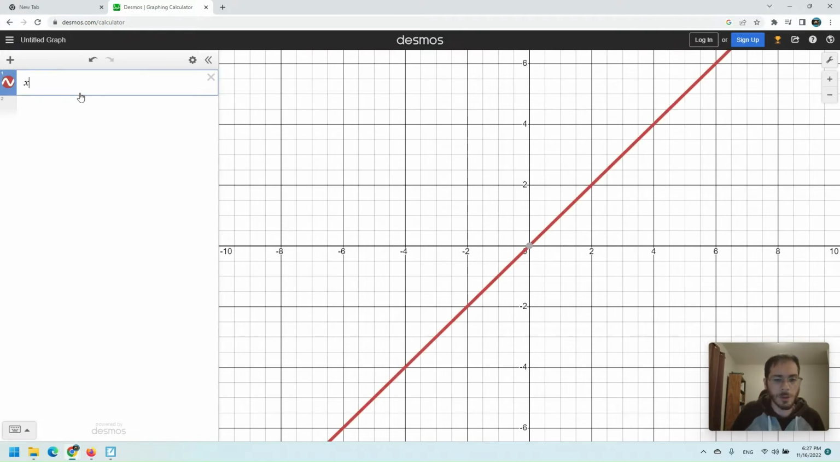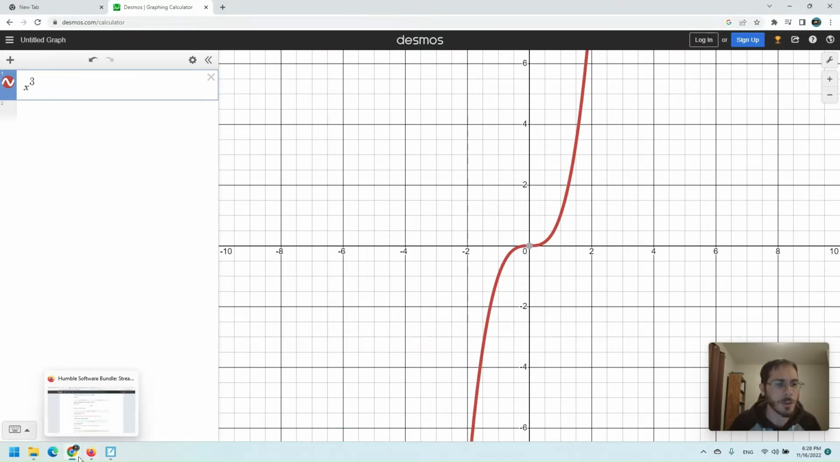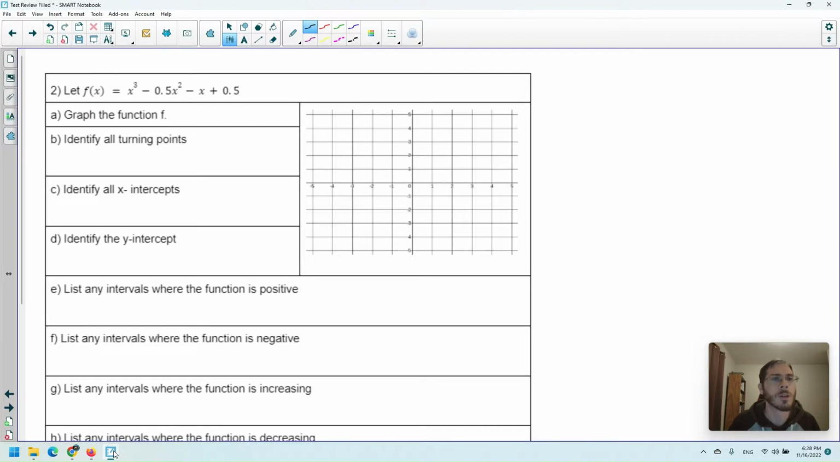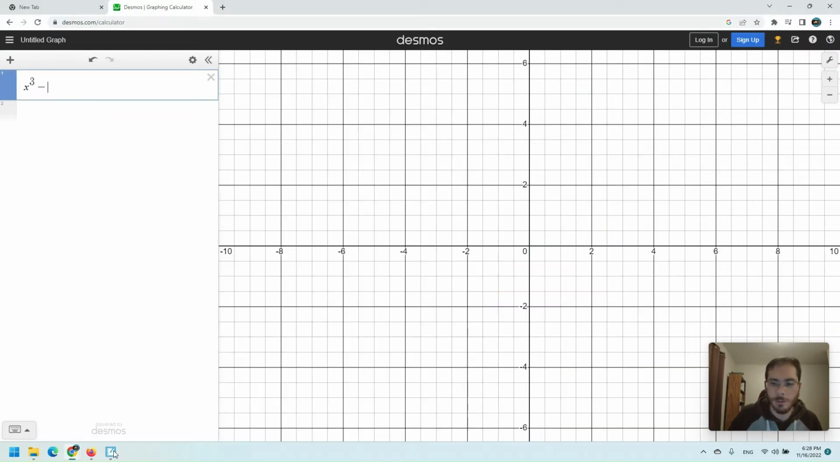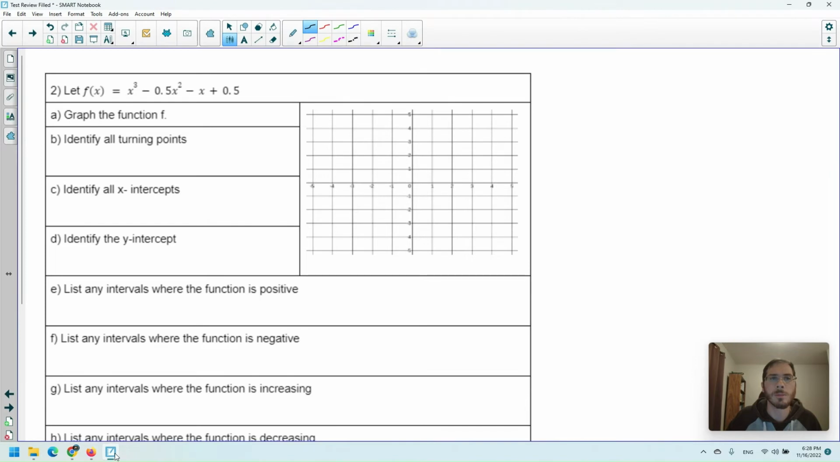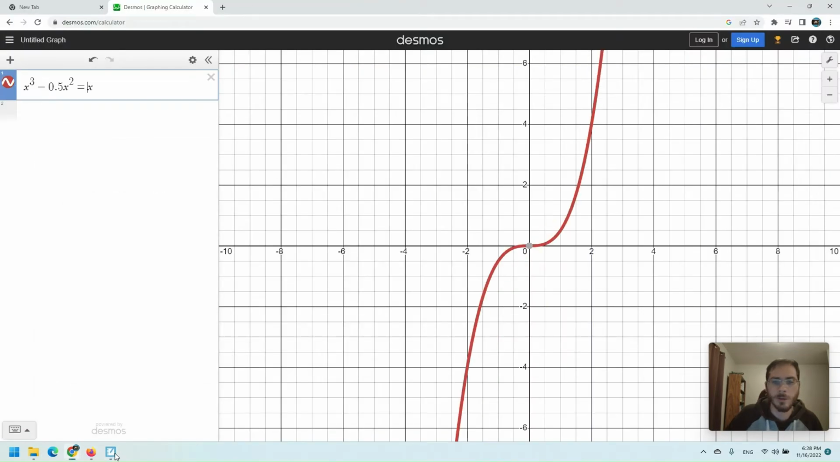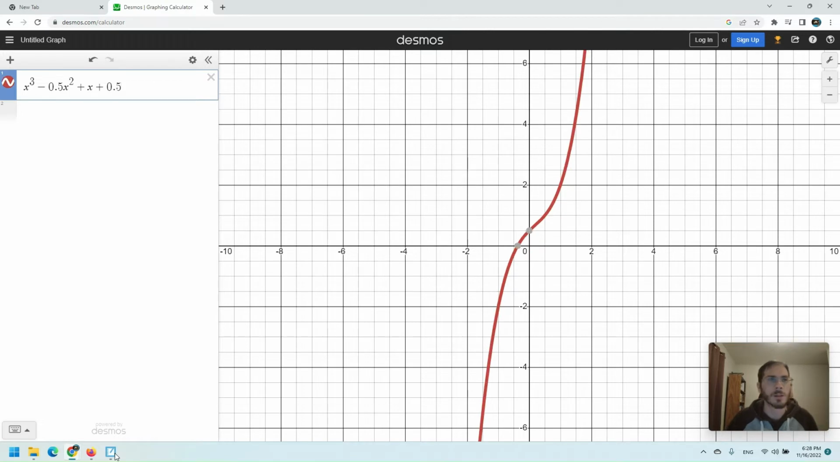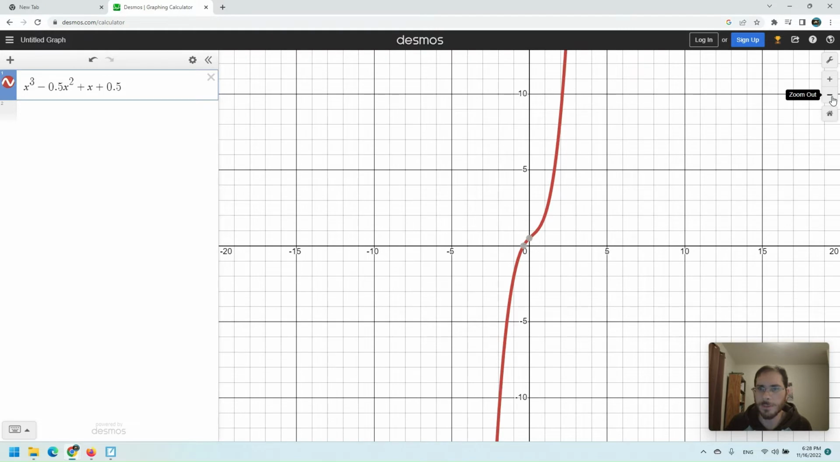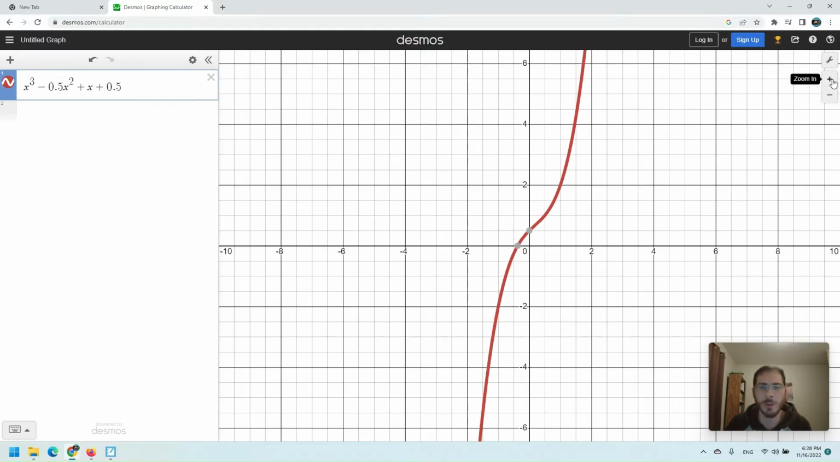Oops, I kind of forgot what it was. I know we have an x to the 3rd minus 0.5x squared. I think it was plus x minus x, and then plus 0.5. All right, so that's what we got. Kind of an interesting looking graph. Everything looks like it's okay. It doesn't look like there's any hidden zeros.